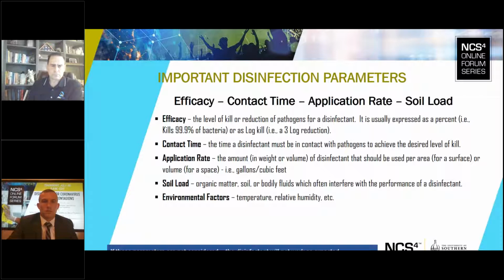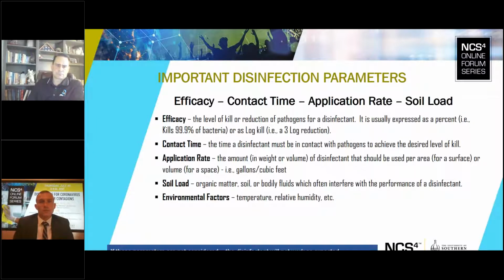Another important parameter is application rate, and this is simply the amount of a disinfectant that should be applied per unit area or a volume. So it's expressed in something like 2 gallons per 100 square feet of surface area. So again, you need to follow that application rate for disinfectant. If you use too little, you often will not get the desired effect.